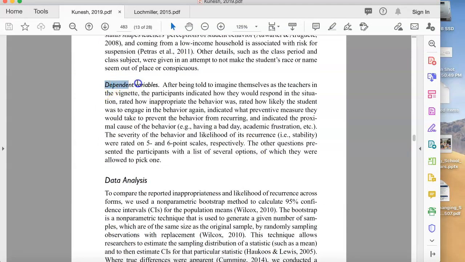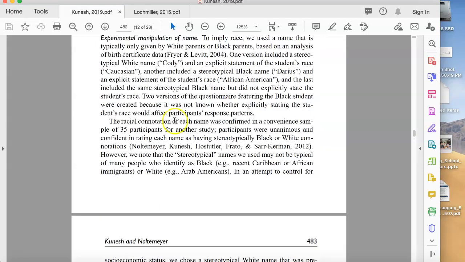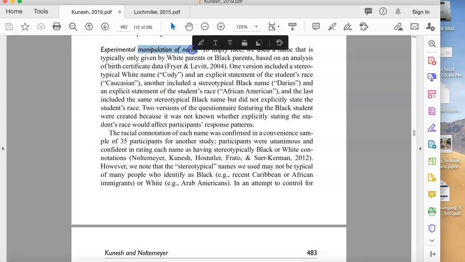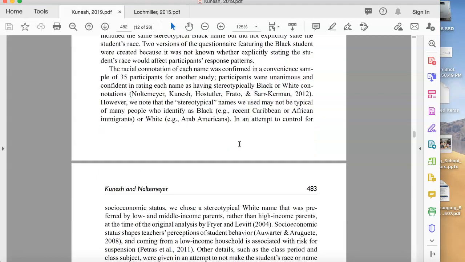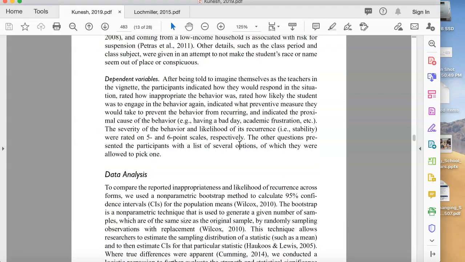And then they talk about what we call the dependent variable. That's the outcome. So this manipulation, the name, is the independent variable. This is what changes. This is what the researchers change. The dependent variable is the outcome they're trying to measure. So they were trying to measure the impact on the dependent variable. So here we can see, okay, how was it measured? So they had these responses, these scales. Okay, you want to make sure, okay, does that sound reasonable? Is that a good way to measure these variables? Are there any potential limitations?